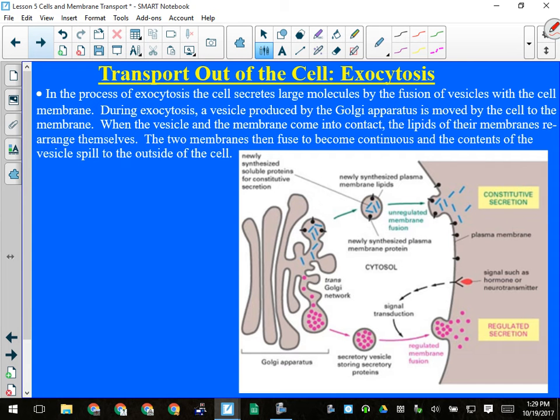Sorry, exocytosis was first. Exocytosis is the exact opposite of what I just described. A vesicle comes from the Golgi apparatus, so it's enclosed. It's basically just an envelope made out of membrane. It goes to the membrane, and when it makes contact with the membrane, it merges with it, and whatever was inside the vesicle pops out into the fluid between the cells. That's how all exocytosis works. That's how everything gets out of the cell from the Golgi.